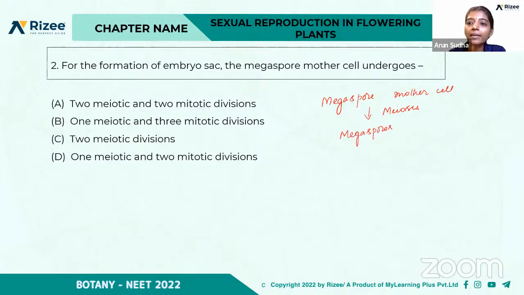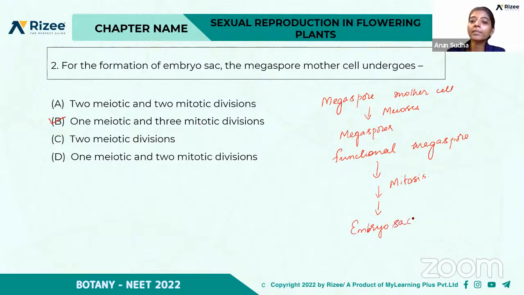Yes, B is the right answer. First the meiotic division has to happen, and after that, 3 mitotic divisions, right? The first step is that the megaspore mother cell undergoes meiosis to form megaspores, and out of the 4 megaspores, only 1 megaspore is functional. This functional megaspore undergoes 3 mitotic divisions, and leads to the formation of the embryo sac.